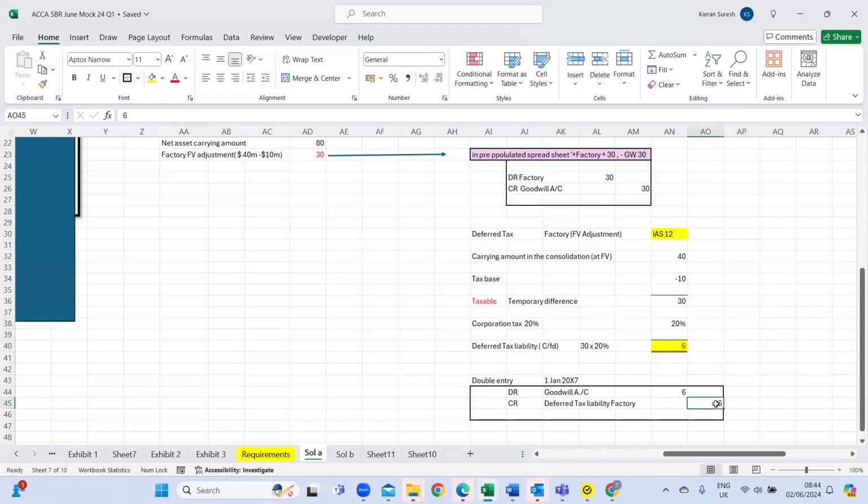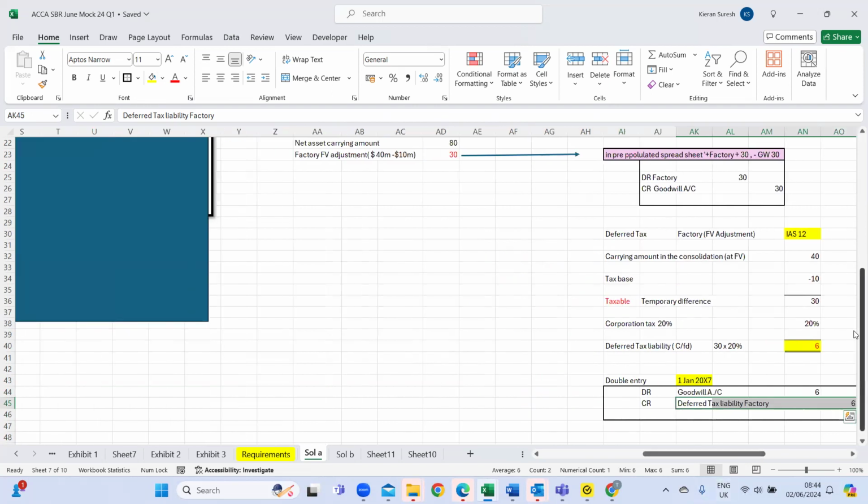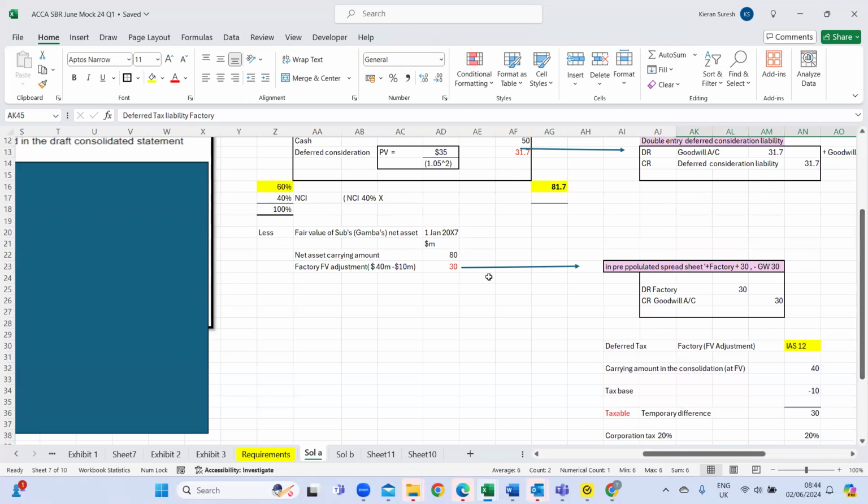So we know now, for this date, initially on the pre-populated spreadsheet, you would go and increase your goodwill by 6, and also increase your deferred tax liability by 6. But thereafter, at 31st December, we have to consider this again. So that's been done, and now I need to bring the deferred tax liability here. So there is a deferred tax liability on the factory.